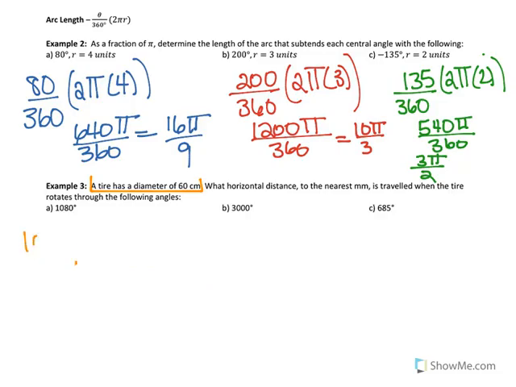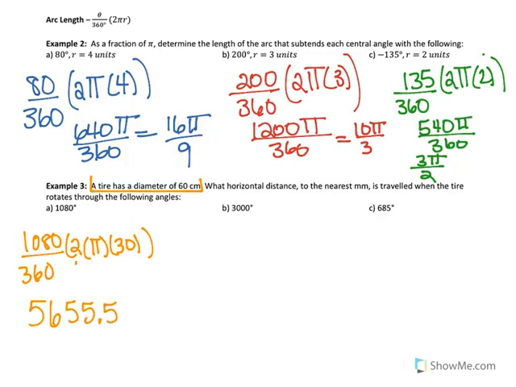So we're going to go 1080 over 360 times 2 times pi times 30. Because we're dealing with a word problem, we can just type this into our calculator. It says to the nearest millimeter, so 1 decimal place. You should get 565.5 centimeters. So I want you to pause the video and fill in the rest of these examples.